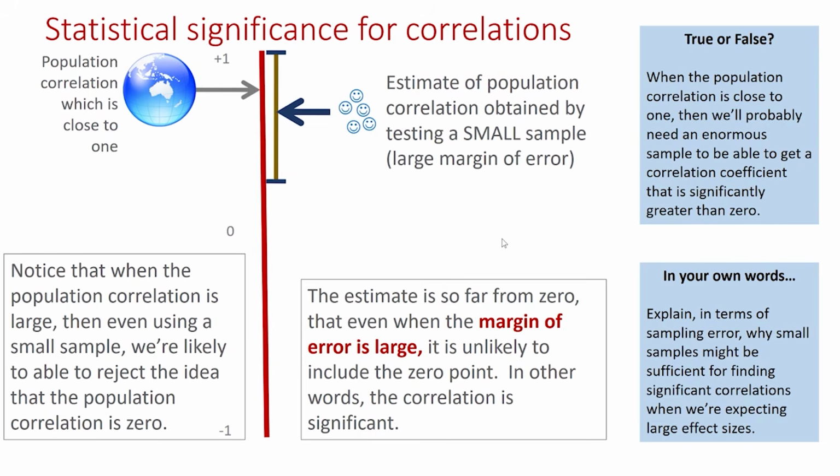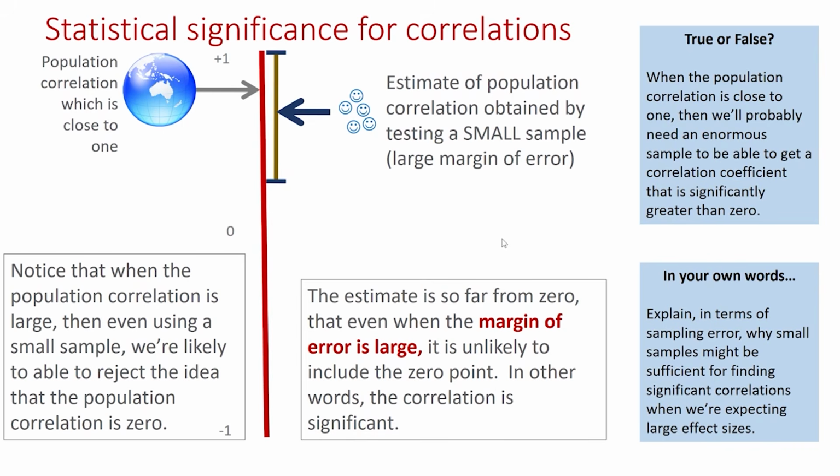Alright, so let's look at the questions. True or false? When the population correlation is close to 1, then we'll probably need an enormous sample to be able to get a correlation coefficient that is significantly greater than 0. So that's false. We actually can get away with quite a small sample to get a significant result there, because we're so far from 0, we can tolerate a large margin of error.